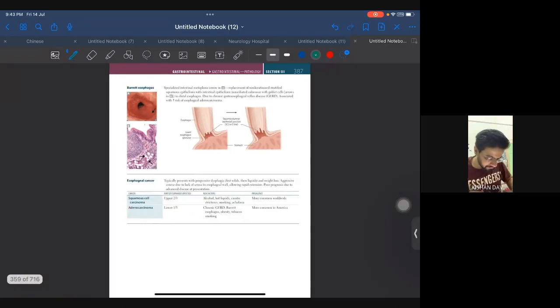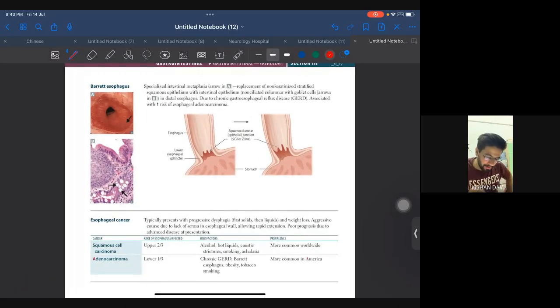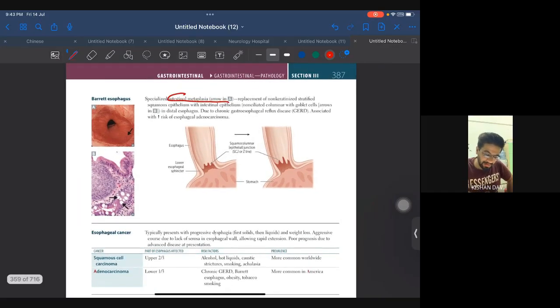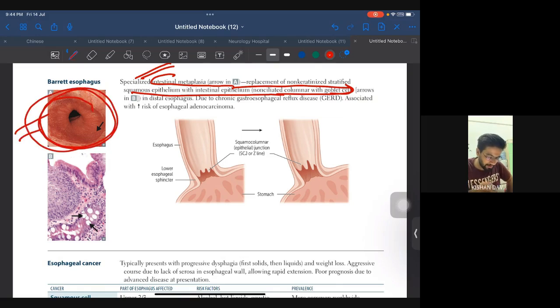All right, Barrett esophagus. Simple one line you need to remember here: intestinal metaplasia, the replacement of non-keratinized stratified squamous epithelium with intestinal epithelium. Just this one line is important for Barrett esophagus. In this image you can easily see the intestinal metaplasia has occurred. See the difference. And there is increased risk of esophageal adenocarcinoma. That's it for Barrett esophagus.